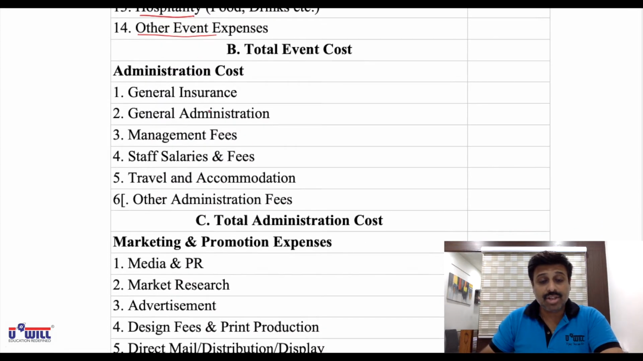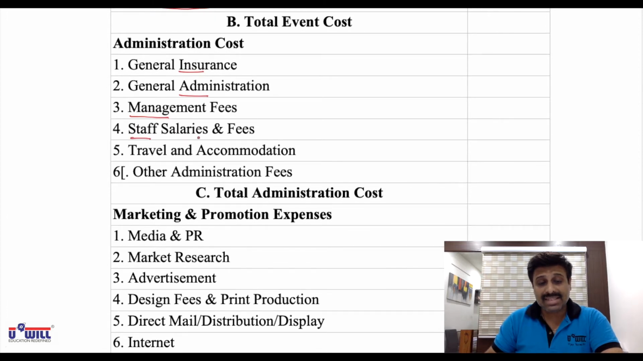Then administration cost, we discussed I, M, staff, I, insurance, general insurance, A, administration, general administration, M, management fees, S, staff salaries and fees, and T, travel and accommodation. Again, O stands for other administration fees.